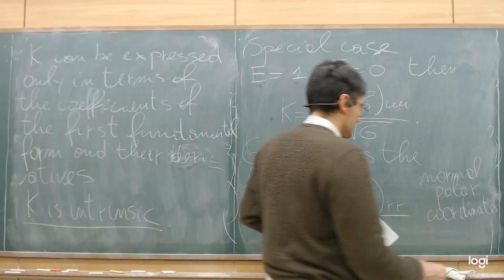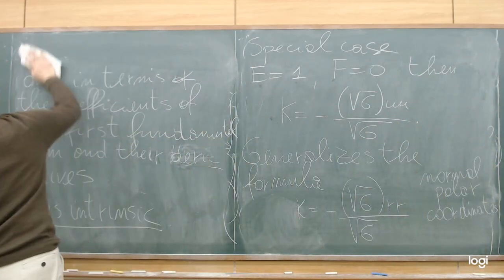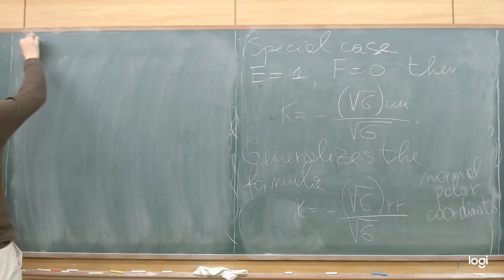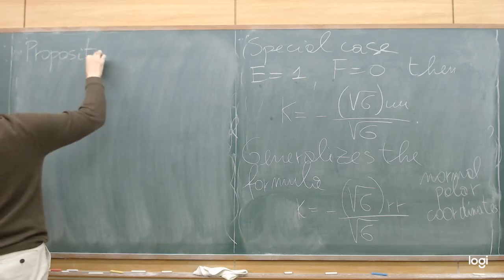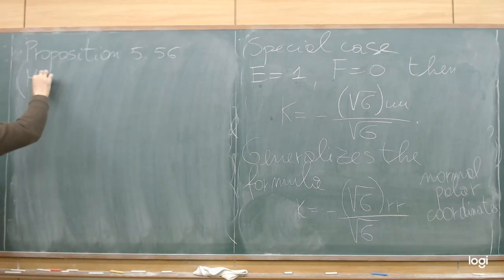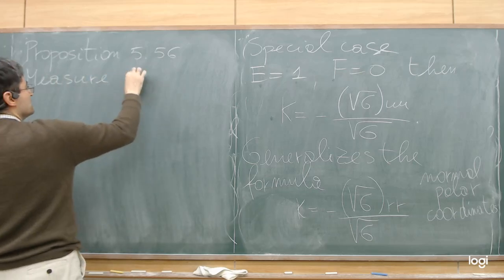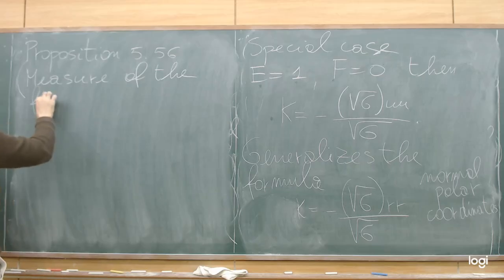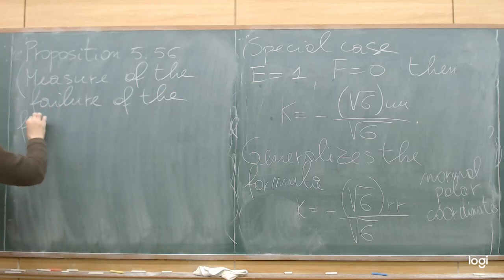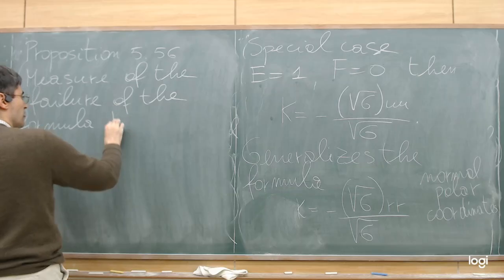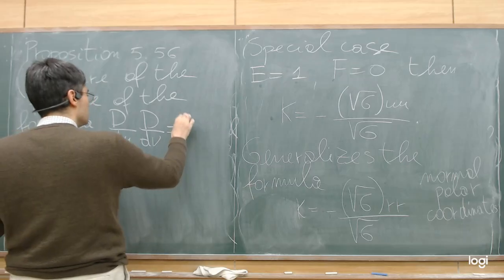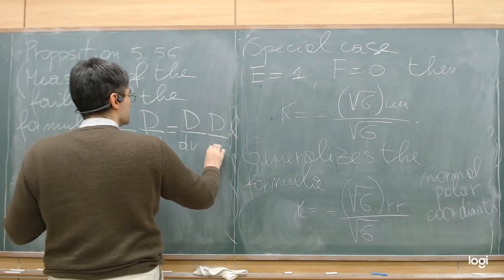The last result I want to present is proposition 5.56, which is about the measure of the failure of the formula d/du d/dv equal to d/dv d/du.